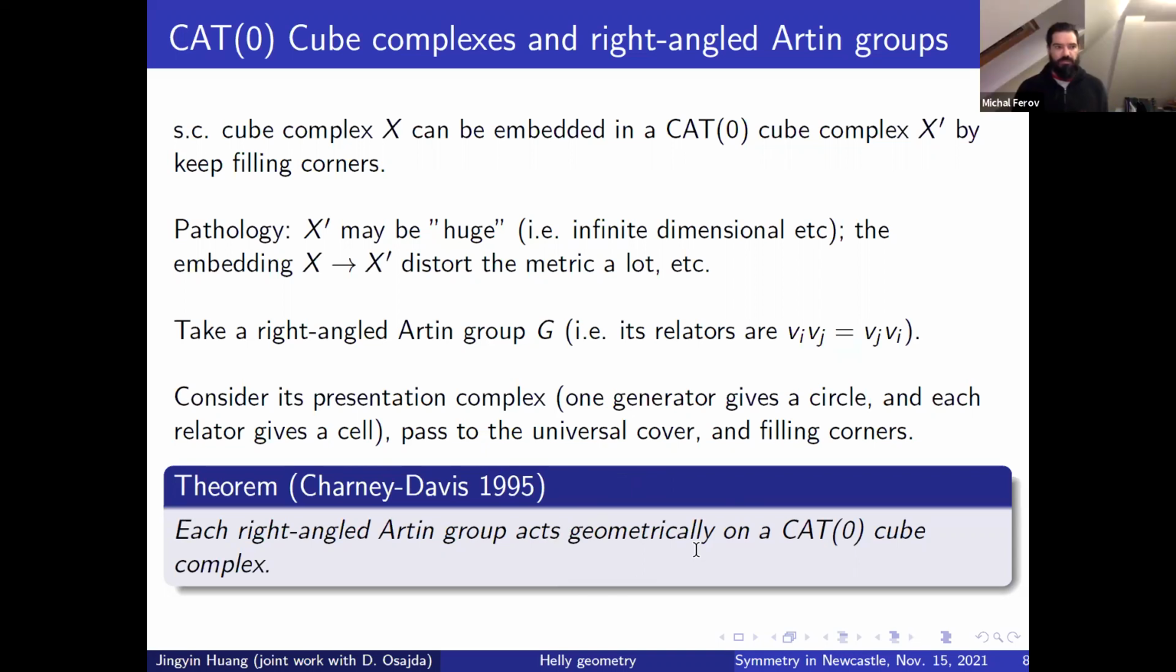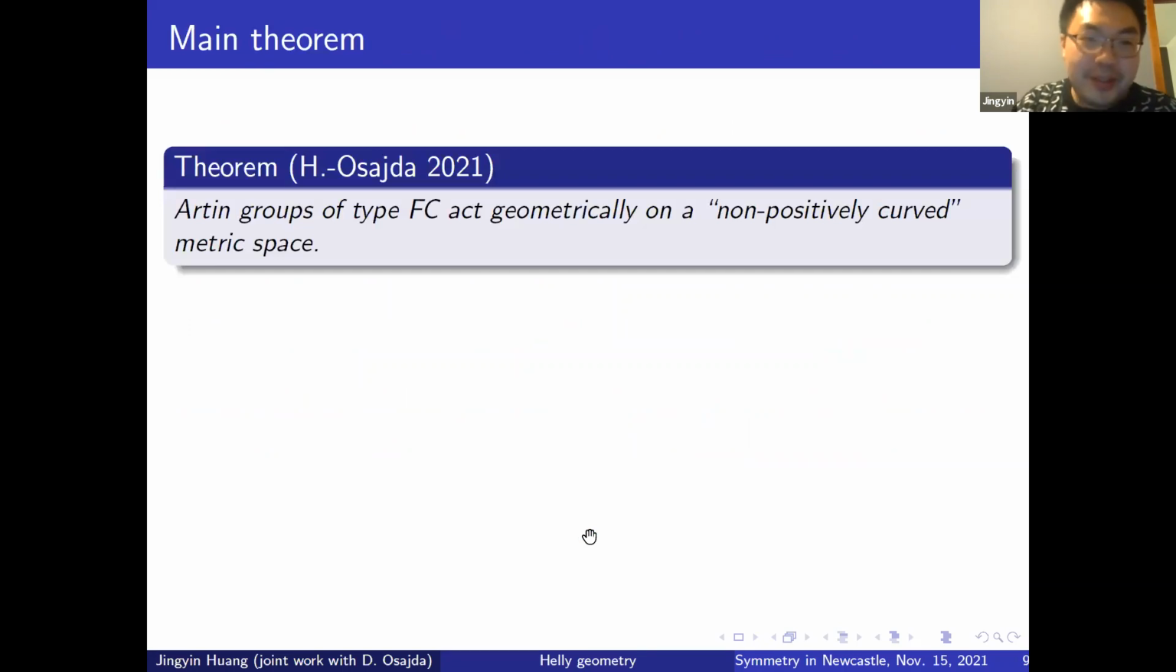Okay, so this would be one example where we basically start with the one skeleton, and then I fill in squares corresponding to relators, and I fill in higher dimensional cubes, and I add in some meat, and then I get a nice non-positively curved metric space where the Artin group acts geometrically. So now the main theorem I want to state today is a generalization of this earlier theorem of Charlie Davis to a much larger class of Artin groups. One of the main theorems we prove is that Artin groups of type FC act geometrically on some non-positively curved metric space.